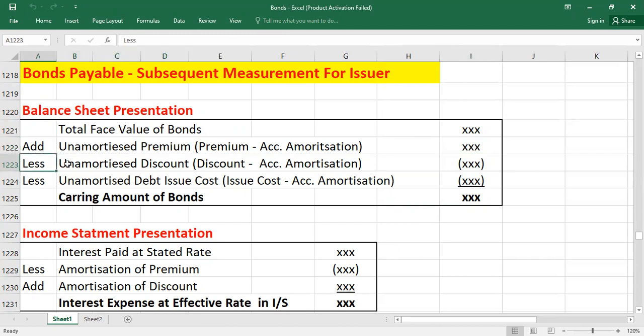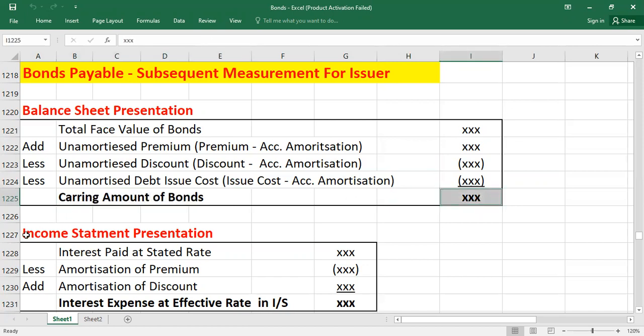Then you need to subtract unamortized discount. Again, you take the total value of discount minus accumulated amortization of discount, so you subtract it in the balance sheet. Then you will have less unamortized debt issue cost. Sometimes we incur cost to issue the debt, so we also need unamortized debt issue cost. How can we calculate it? We need issue cost minus accumulated amortization. That we will see later, how to deal with issue cost. So this is how you get the carrying amount of the bonds in the balance sheet.